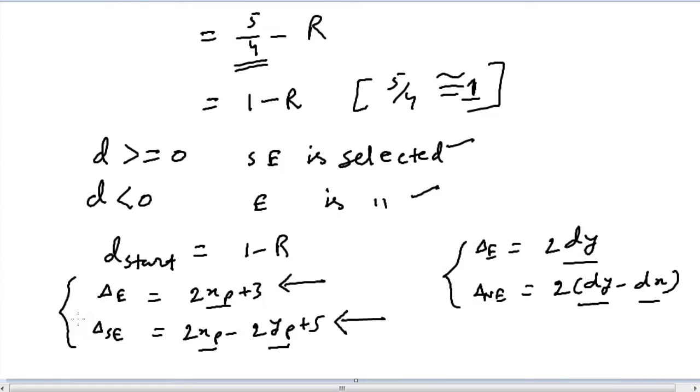So, unlike in the midpoint line algorithm, when we're drawing a circle using the midpoint circle algorithm, we have to be really careful when we calculate these two terms and apply them. Otherwise, if we make a mistake, our circle won't be properly drawn. Okay?